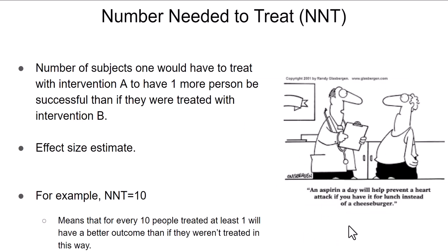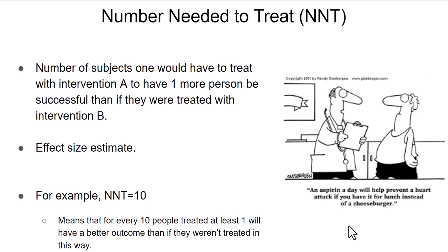Okay, the last definition that you need to know about is abbreviated NNT. It's really called the number needed to treat. Okay, it's really just an effect size estimate. So the best way to say it is to look at the example on the bottom. The NNT is equal to 10. This simply means that for every 10 people treated, at least one person would have a better outcome than if they weren't treated in this way.